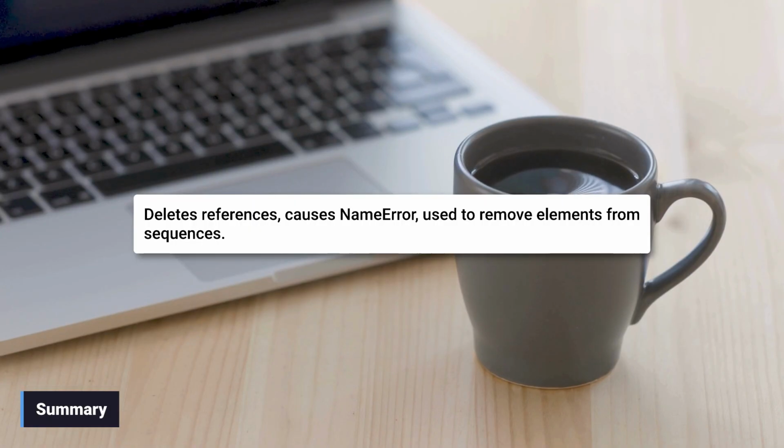To summarize, the del keyword is used to remove a name from the current namespace. When used on sequences, it removes elements based on index or key. If the underlying object has no more references, it is marked for garbage collection.